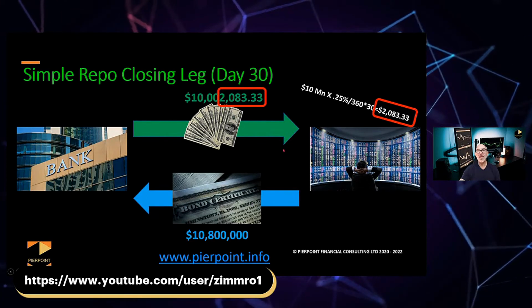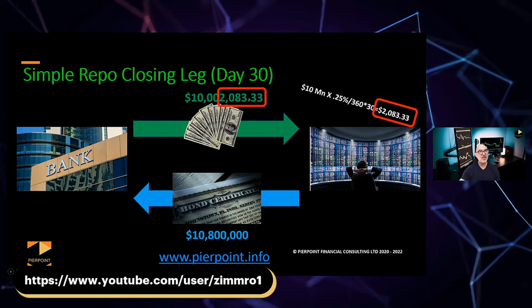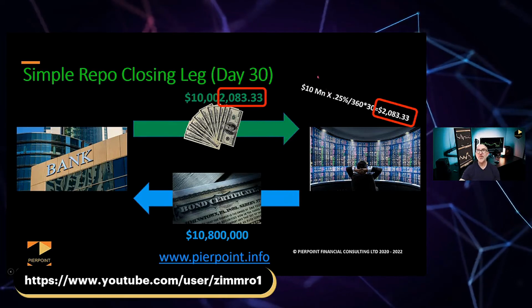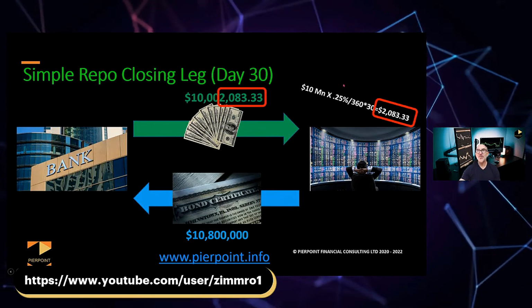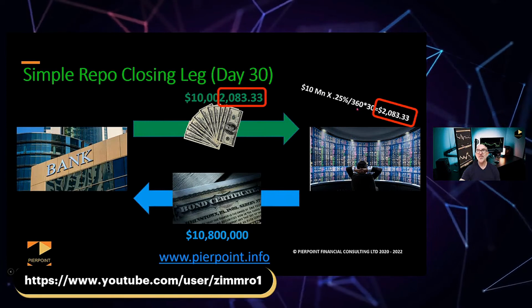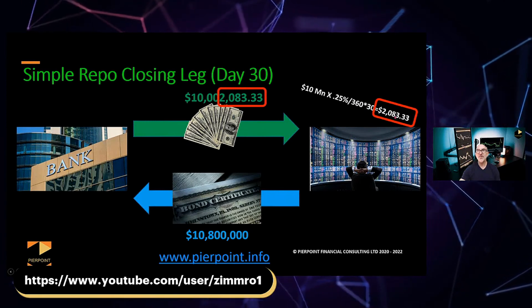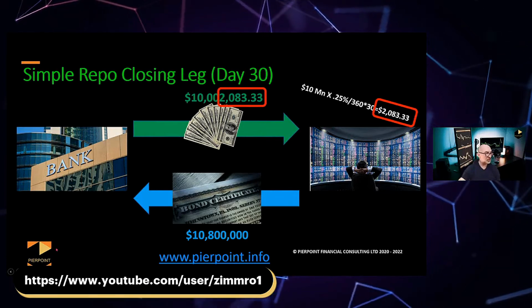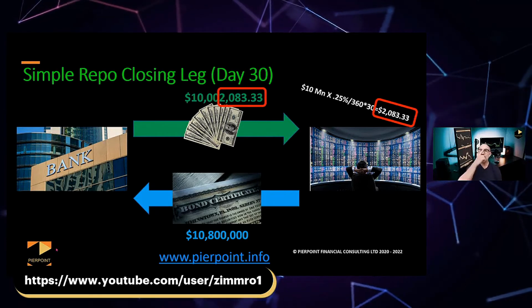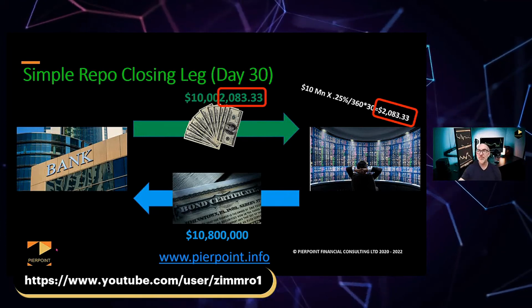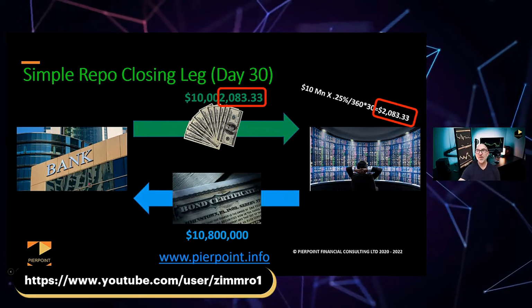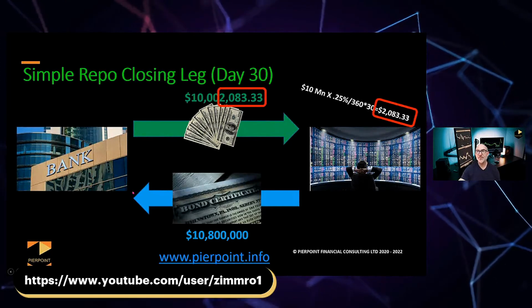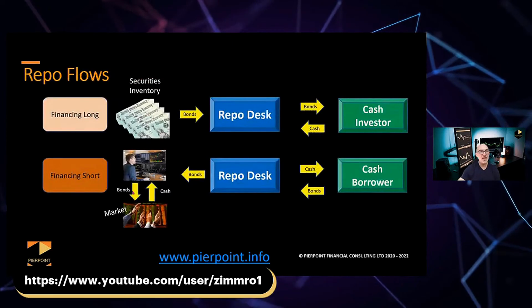And the cash investor has earned $2,083. And you get that by calculating the 10 million of cash at a quarter of a percent. In this example, we're doing a 360-day calendar. It's a 30-day transaction. So that's your 2,000 of earning. It's a pretty straightforward calculation. It is just an interest charge for the amount that's valued, right? So that's the closing leg. Both sides end up with the original asset that they had. Okay, so that's the example.